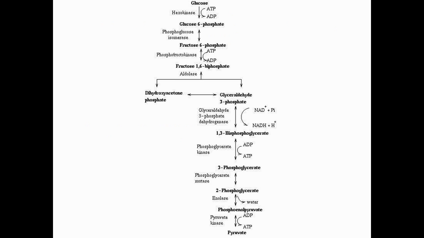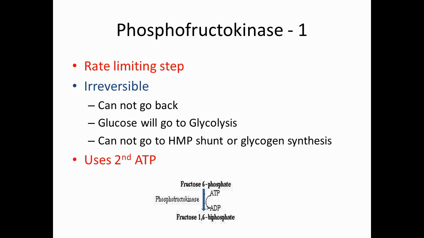So in this process, we are going to see the enzyme phosphofructokinase. There are two phosphofructokinase enzymes that we are going to see in the next slides. First we'll see phosphofructokinase 1, which is the rate limiting step of the glycolysis process. This is irreversible, so we cannot go back, and glucose will definitely go to glycolysis after this step, and this cannot go to HMP pathway and glycogen synthesis. This is the usage of the second ATP. Remember that we use a second ATP in this process.